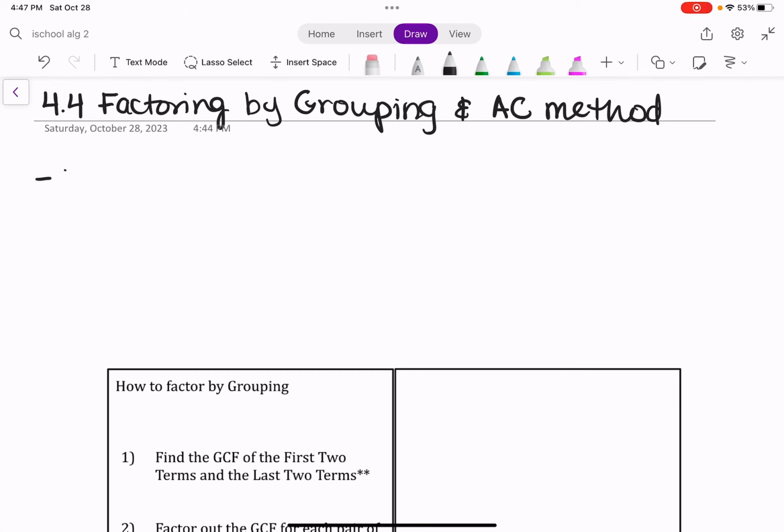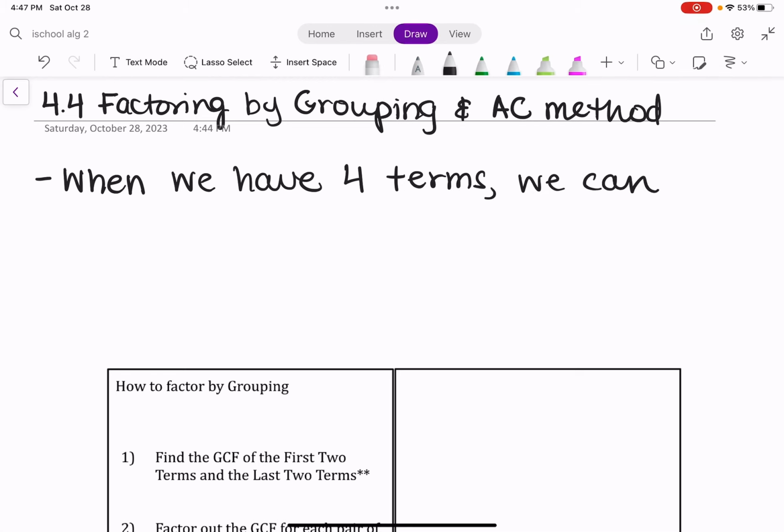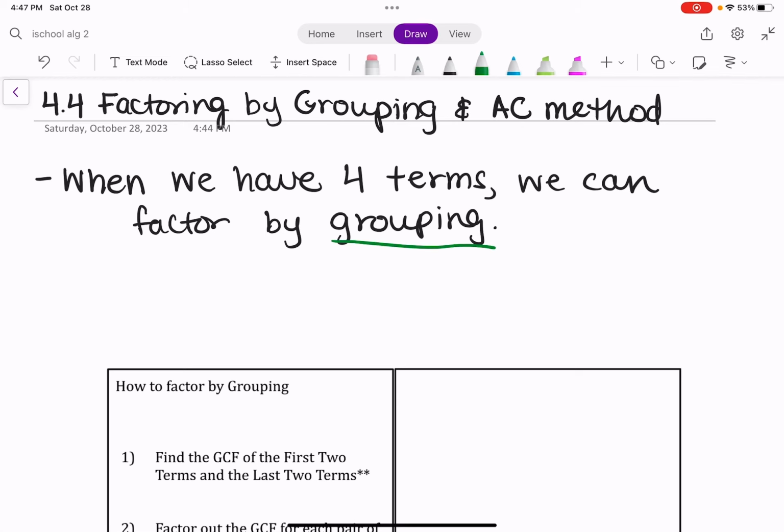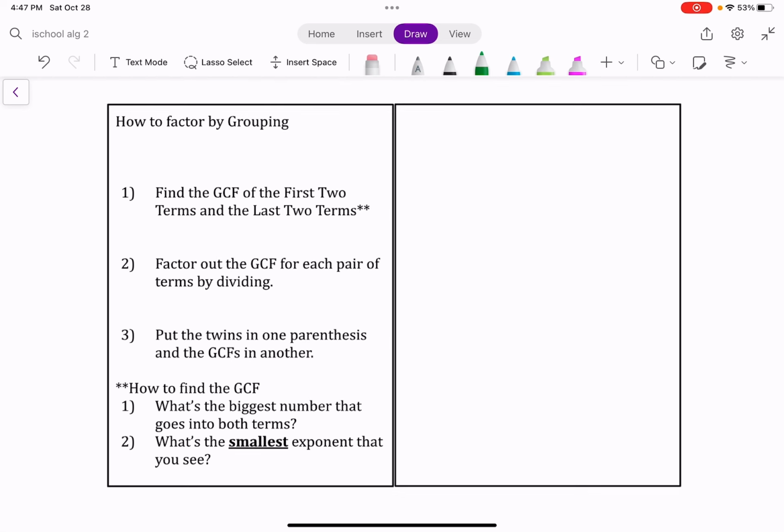Okay? So when we have 4 terms, we can factor by grouping. And so this first strategy that we're learning is called grouping. I'm actually going to use this graphic organizer to help me go through the problem. If you also want a copy to tape into your notebook, just get one from the front of the room or ask either me or Mr. Whitaker because we have copies. Or you can just write in your notebook, whatever your heart desires.